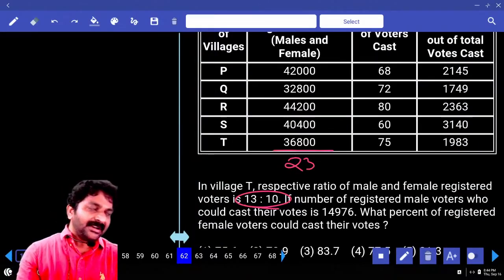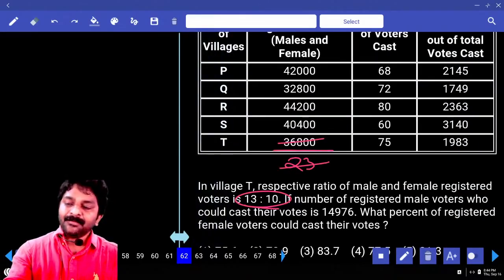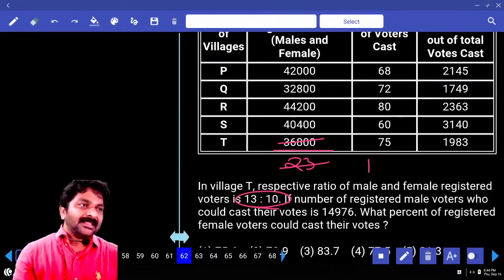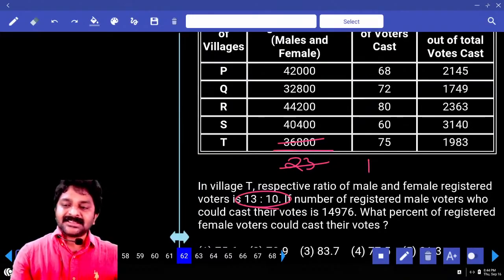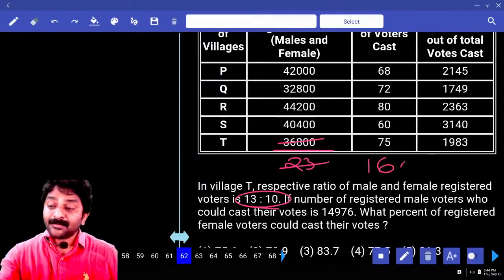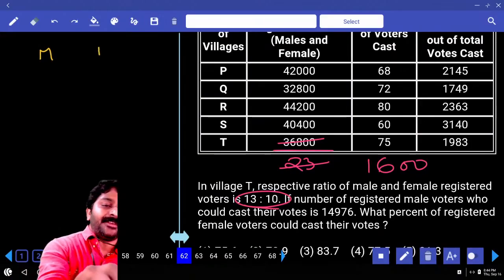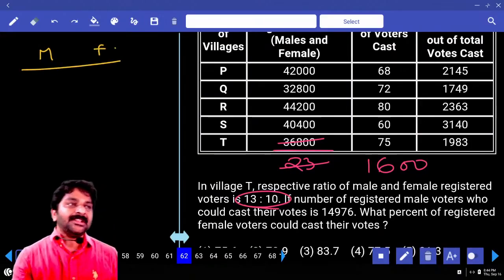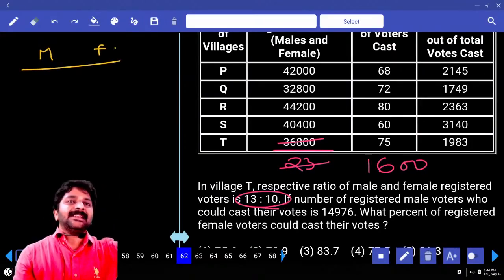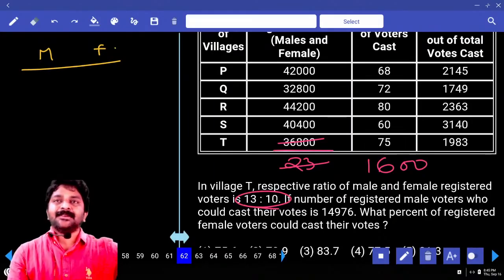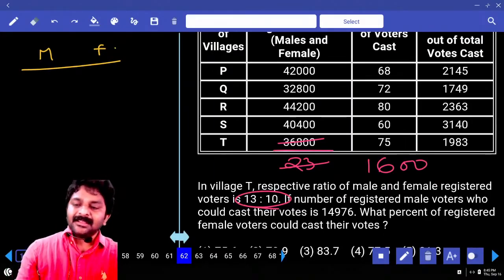36,800 is divided into 23 parts. 23, 13 left and then 8. 138, in the sense 6 times and then 2 zeros. Correct. Male and then female. Ratio 13:10. 13 parts, 10 parts. Where you know 1 part is equal to 1600.